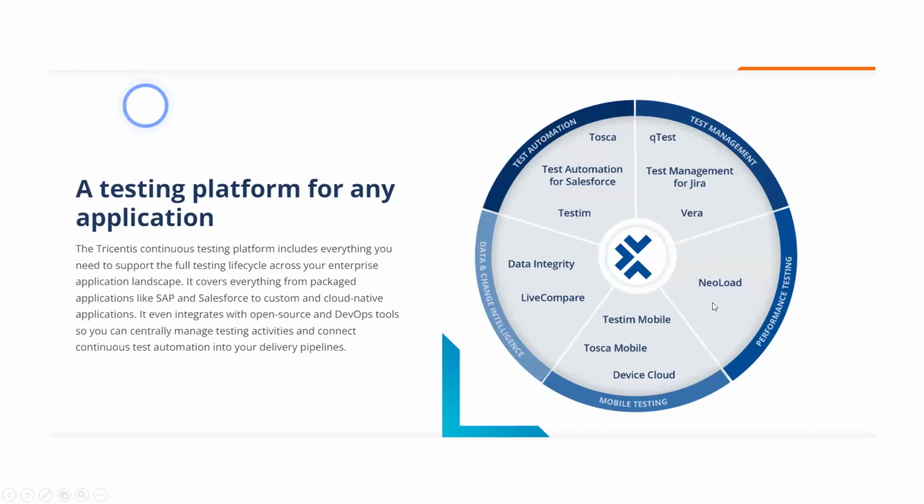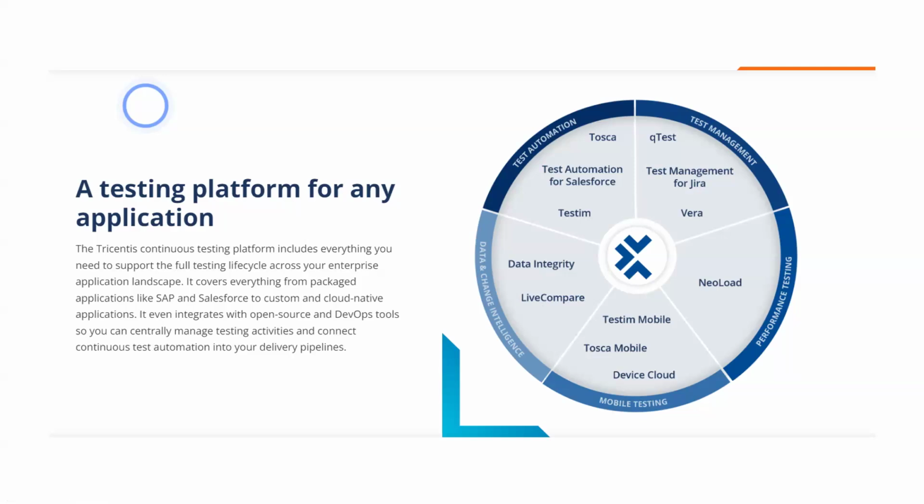Coming to performance testing, we have another feature called NeoLoad. With NeoLoad, we can achieve performance testing. For mobile testing, we can do Tosca mobile testing, or testing mobile is also one more feature. Device cloud testing can also be done. Coming from data and change intelligence, data integrity can be done, live comparison can be done. So if you see, Tricentis has put all its footprints in almost all the areas wherever testing is happening. Okay, it's still developing.